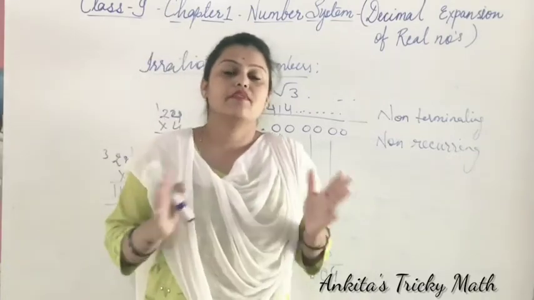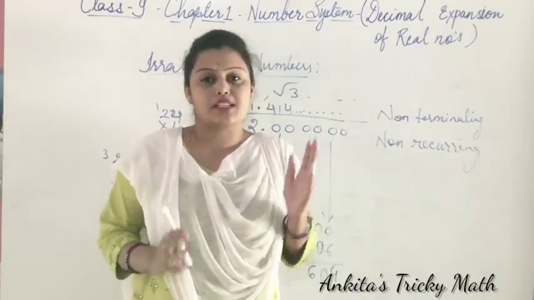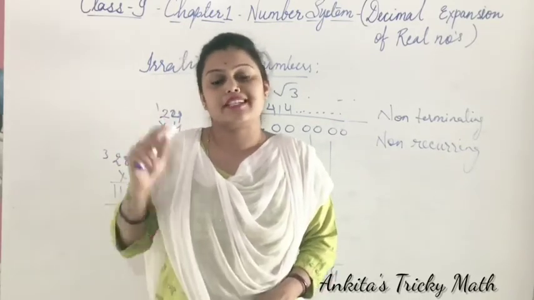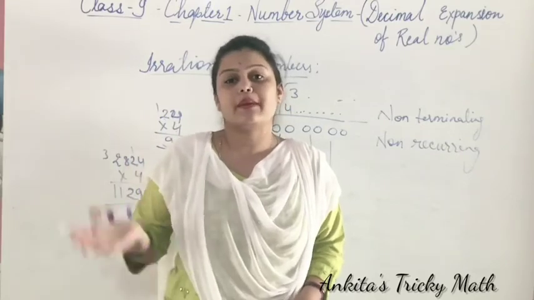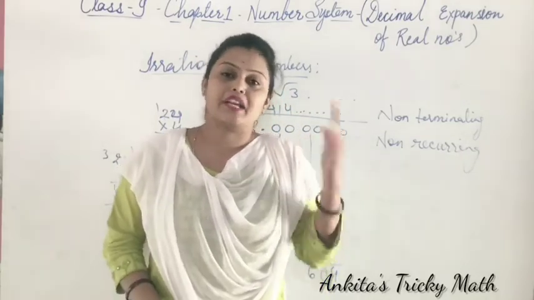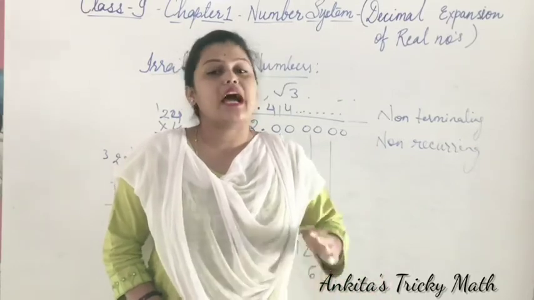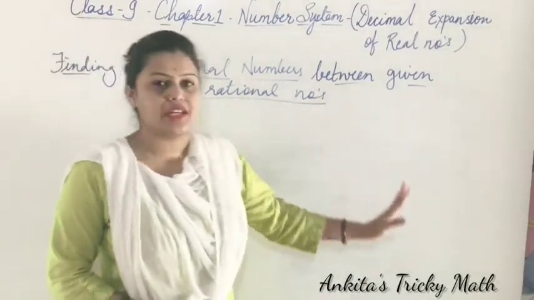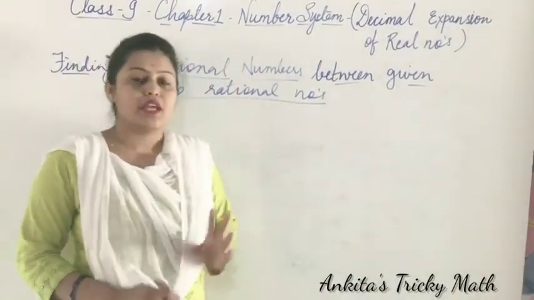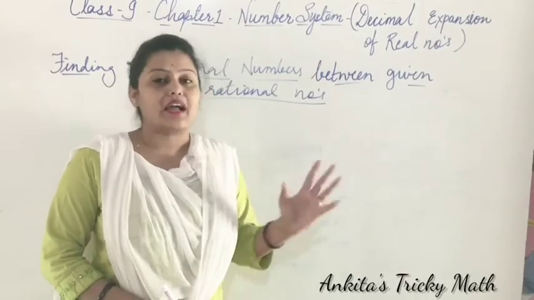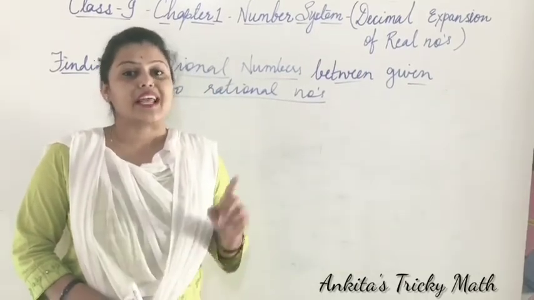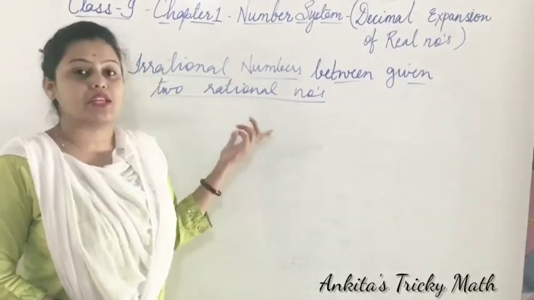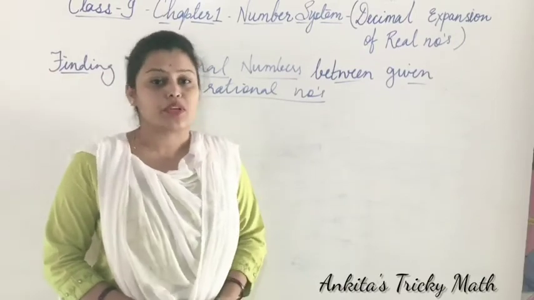So here we can see we have summarized the real numbers decimal expansion in two types. That is rational number, it can be terminating or it can be non-terminating recurring. And irrational numbers, they are non-terminating and non-recurring. So moving on to the next topic, that is finding irrational numbers between given two rational numbers. In our previous video, you can check, I have explained how to find rational numbers between two given rational numbers. Here in this video, we are going to see finding irrational numbers between given two rational numbers.